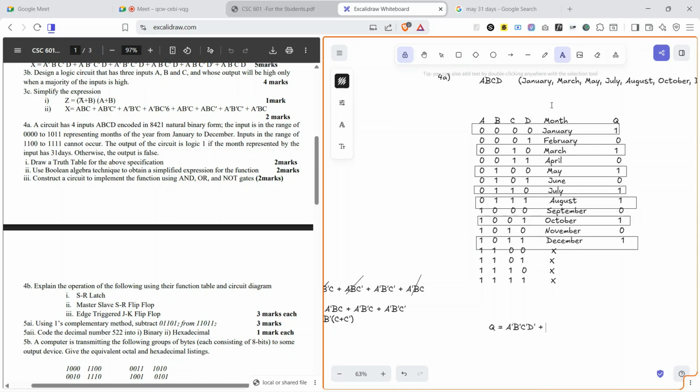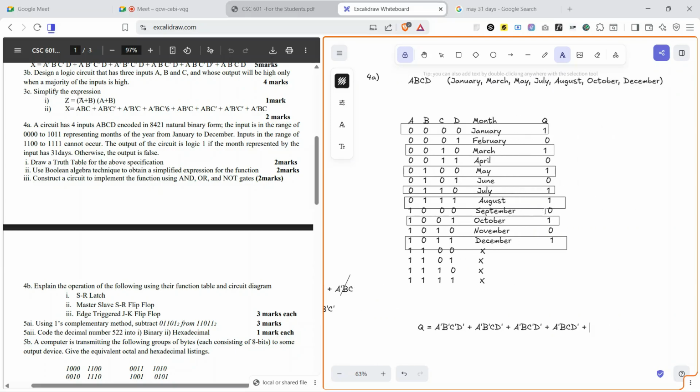Yeah. So the next one is March, which is A bar, B bar, C, D bar. Then plus the next one is May, A bar, B, C bar, D bar. Then the next month is July, A bar, B, C, D bar. Right? Yeah, July. Then plus August, A bar, B, C, D.